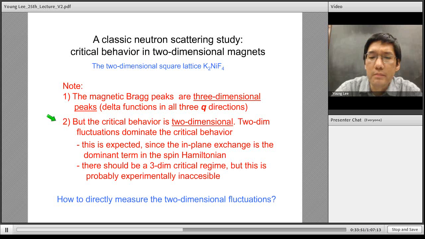And that seems maybe a little surprising at first. We're measuring 3D Bragg peaks, but we're getting 2D critical behavior. And in this case, that's telling us that two-dimensional fluctuations dominate the critical behavior. So in fact, this is not so unexpected, and maybe if you thought about it, this is expected.